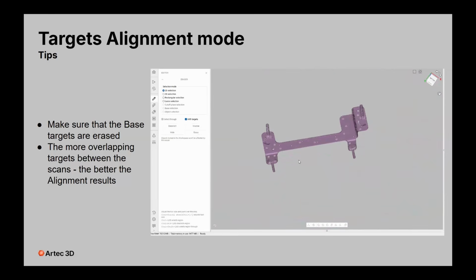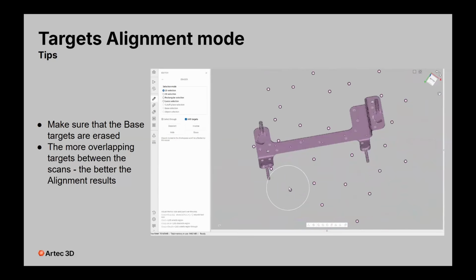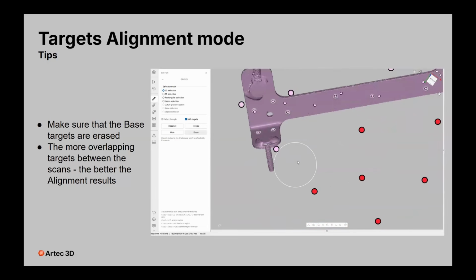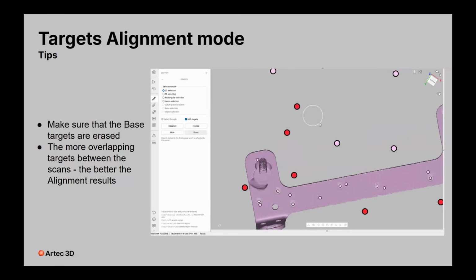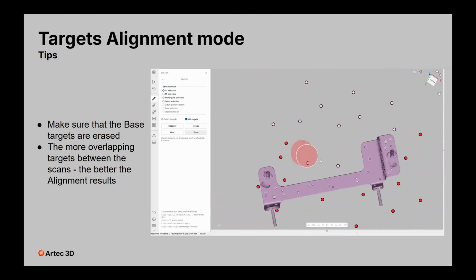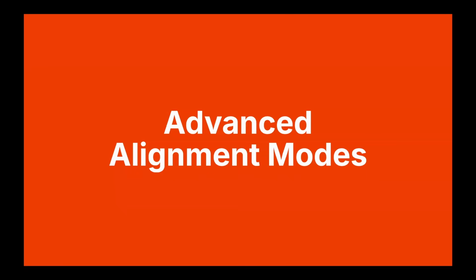When something goes wrong, what can I do to troubleshoot it? That's one of the steps that you should take. You should check if you have deleted your base targets or not. All right, so now let's move on to the advanced alignment modes right here.